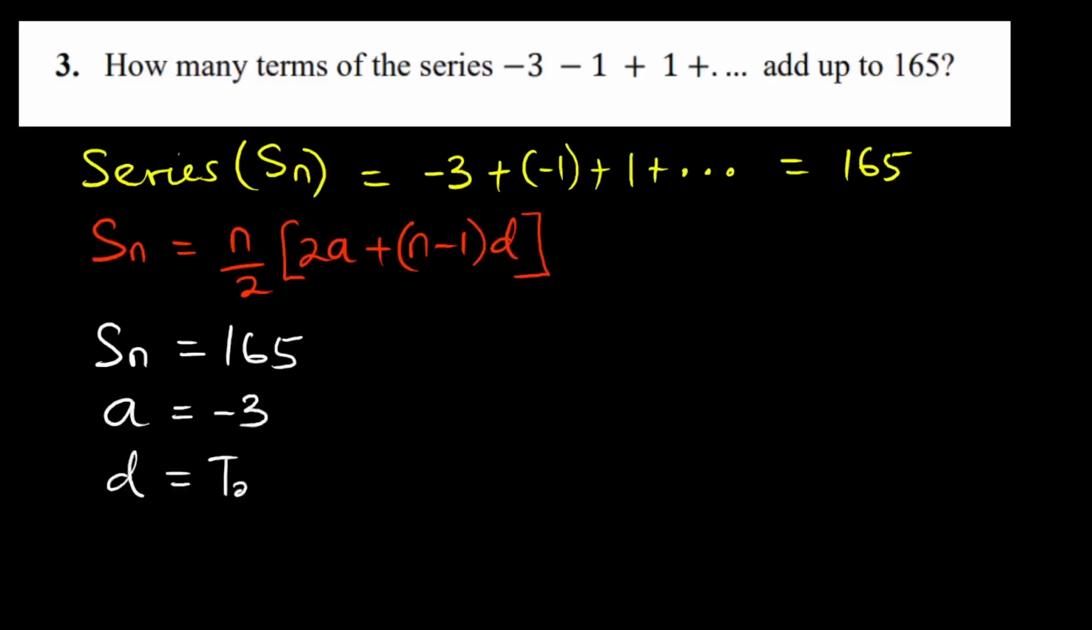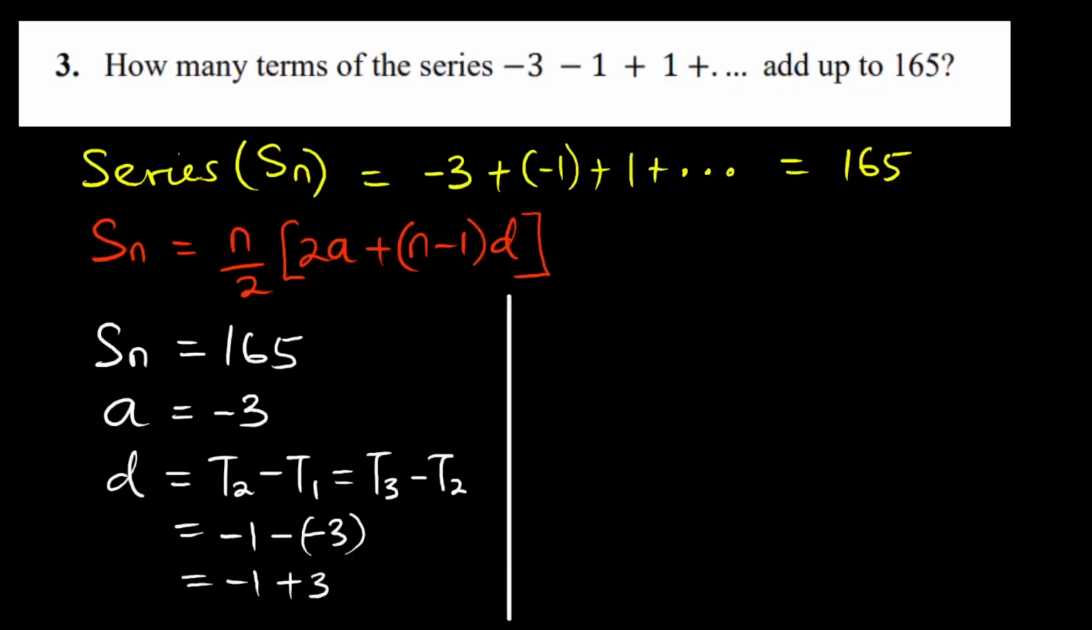How we find this is we say the second term minus the first term, or you can say the third term minus the second term, and so on. Whichever one you decide to use will still give you the same answer. So I'm going to stick to T2 minus T1. That's going to be minus 1 minus minus 3, which simplifies to minus 1 plus 3. And we can say that D is equal to 2. N is the term we are looking for, so that's still unknown.